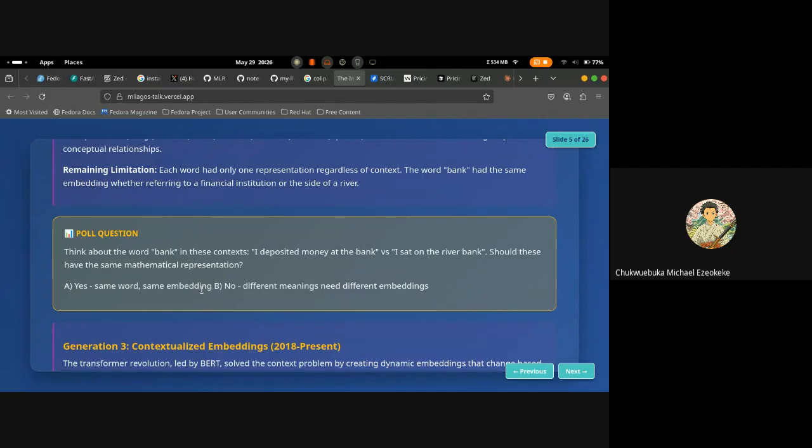Okay, someone said no, they shouldn't. Yeah, they shouldn't, because "I deposit money at the bank" has a completely different meaning from "I sat on the river bank." Yeah, you're correct. They have different contexts, so you're correct.